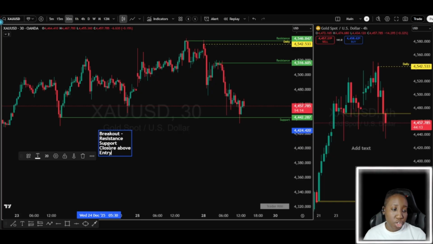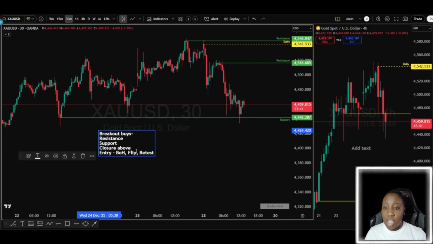Three types of entry. So the entry could be a break of the high, it could be a candle flip, or it could be a retest off the broken resistance.